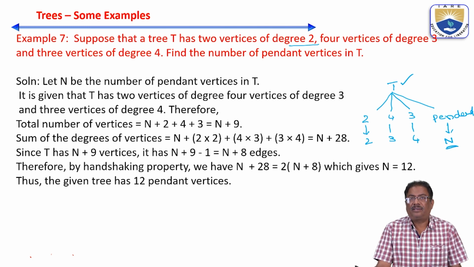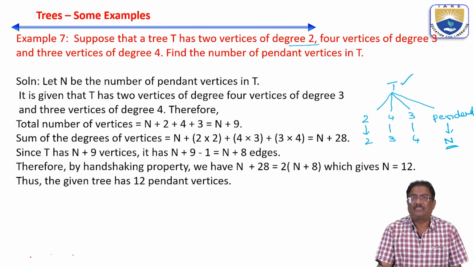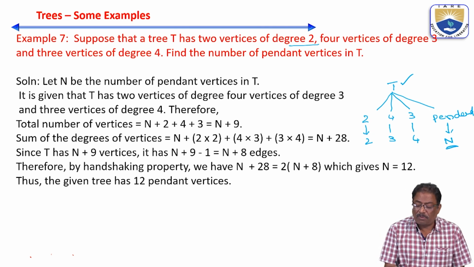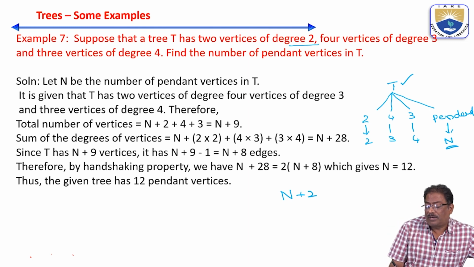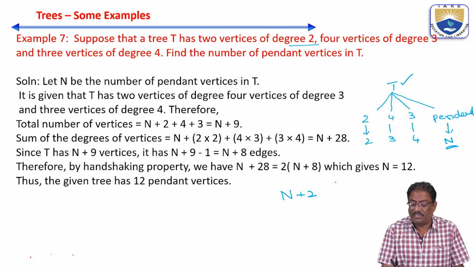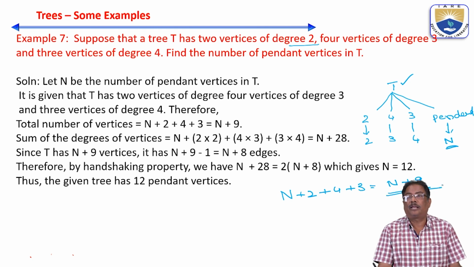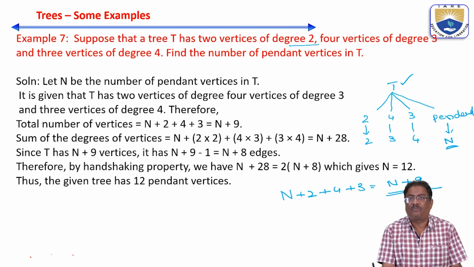So it is given that T has 2 vertices of degree 2, 4 vertices of degree 3, and 3 vertices of degree 4. Then the total number of vertices: pendant vertices are n, and then 2, 4, and 3 are the vertices of degrees 2, 3 and 4. So subsequently we get n plus 9. N plus 9 is the total number of vertices.